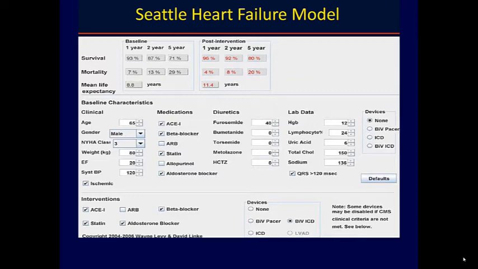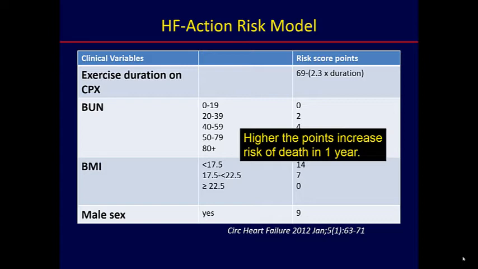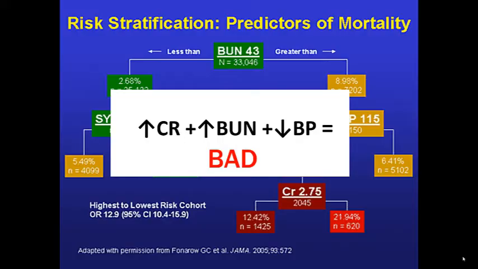The problem with this model is that it doesn't account for patients who are really, really sick. This is like the walkie-talkie class 2, 3 patient, but not the class 4, who barely make it in the hospital every other week. And we also have the HF action risk model. Still not very useful in the very sick patients.